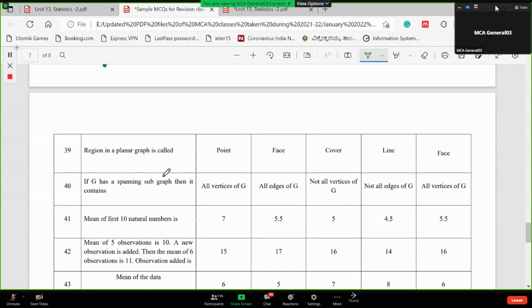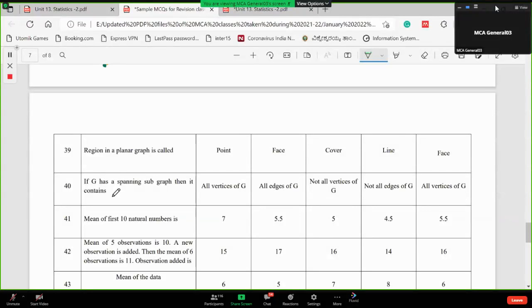Even here, a region in a planar graph is called a space. Spanning subgraph. What do you mean by a spanning subgraph? A spanning subgraph is a graph which contains all the vertices. All the vertices. Definition, nothing in it.